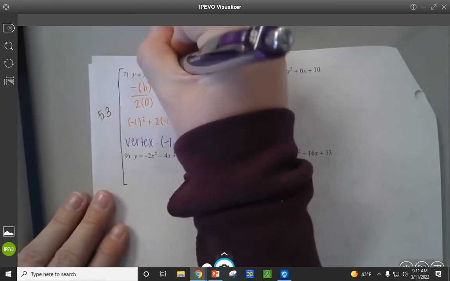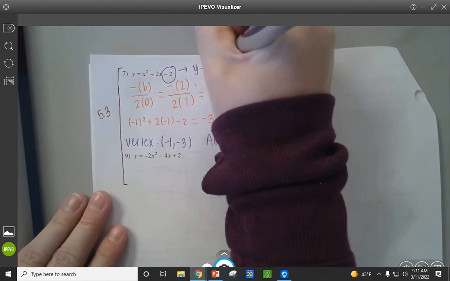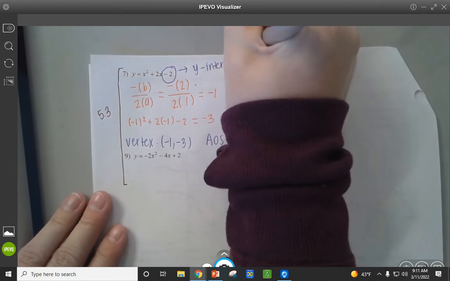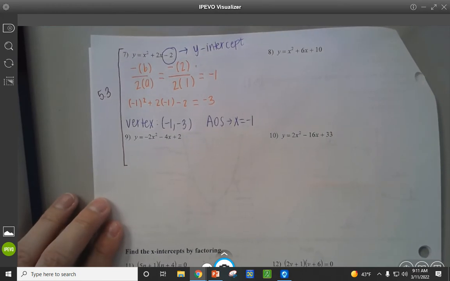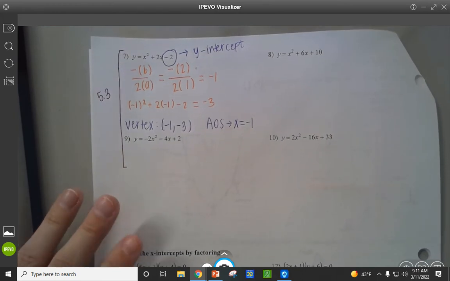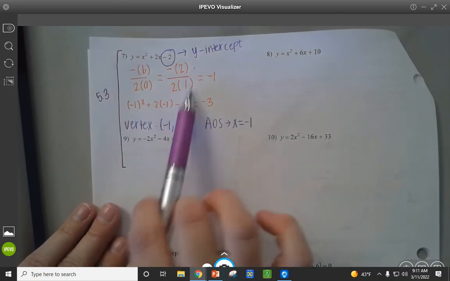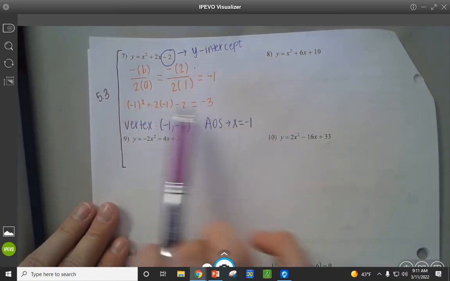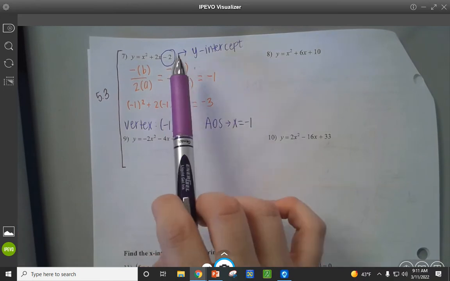Something else is this number, my C value. It tells me the y-intercept. You may be asked for that. Now, something you could do if you completely don't know how to do this, even though you should have it in your notes, is just type this in on the graph.